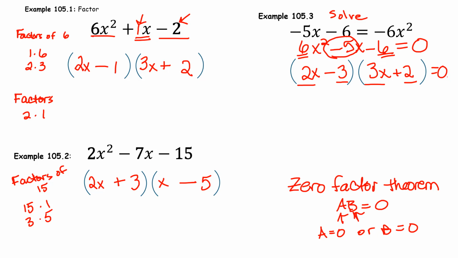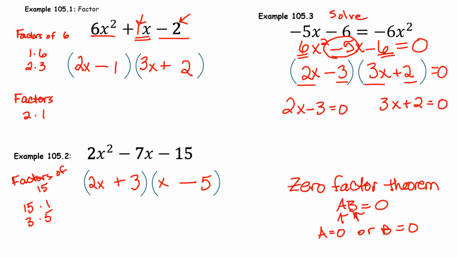And now I can solve the quadratic equation, because I know that 2x minus 3 times 3x plus 2 is 0. That means that either the first thing is 0 or the second thing is 0. This is the zero factor theorem. One of them has to be 0 if you multiply them together and get 0, which you do. So we set them both equal to 0, and now we have to solve for x.